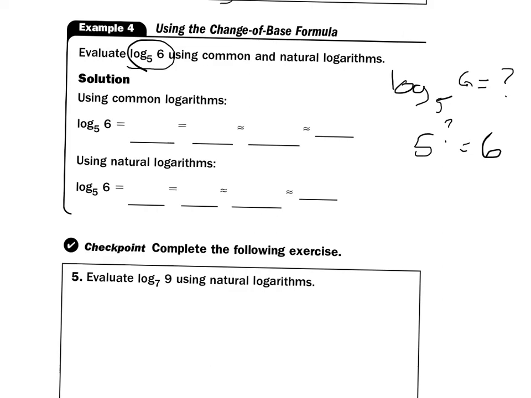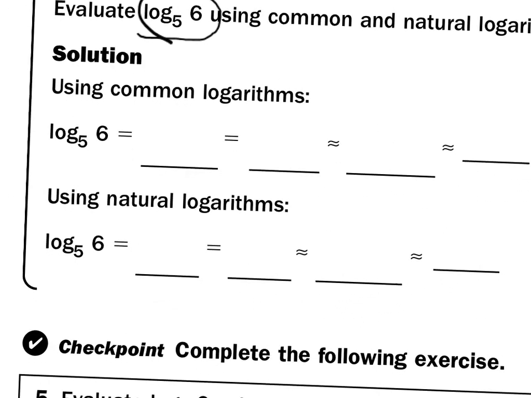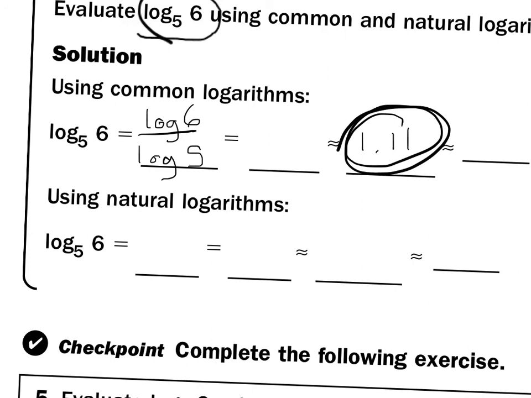So what I'm going to do, using common logs, is just the common log of 6 over the common log of the original base 5. Now when you use your calculator, you have to be careful how you type that in. Make sure you enclose it: when you type in that log, you put log of 6, close the parentheses, and then type in log of 5 and close the parentheses. And you'll get approximately 1.11.